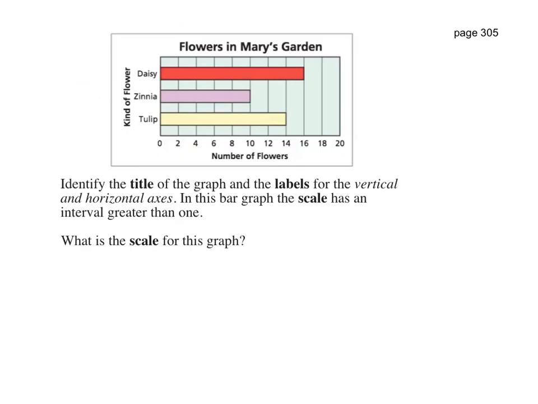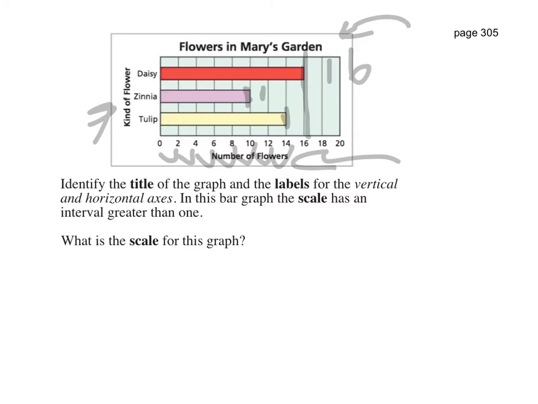So with this one, you have the title, flowers in Mary's Garden. On the left side, you have the kinds of flowers. So there's daisy, zinnia, and tulips. And on the bottom, it's giving you the scale. So the scale is the number of flowers. So each one of these spaces is 2 flowers because it's counting by 2, 4, 6, 8, 10, 12, 14, 16. So when I look at the red, I can follow that line down and I know that there's 16 of those daisies. Now these all end with a line, so I have 16, 10, and 14.